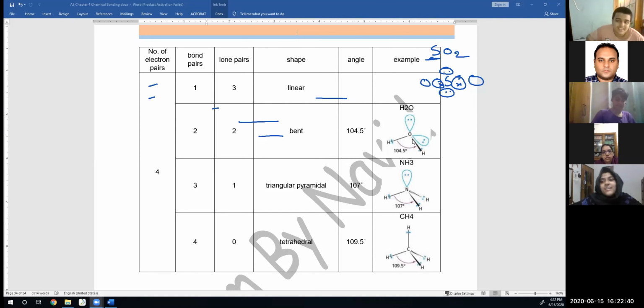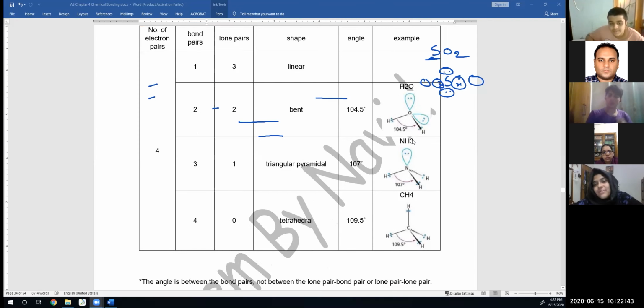Sir, please explain the angular thing once. Like how does the 104 degree come about? Okay, I will explain. How does the angle come about? I have taught you 3 things. What are those? Lone pair repulsion. Yes, sir. I told you lone pair, bond pair, repulsion. Bond pair repulsion. So sulfur, you have 2 lone pairs and you have 2 bond pairs.